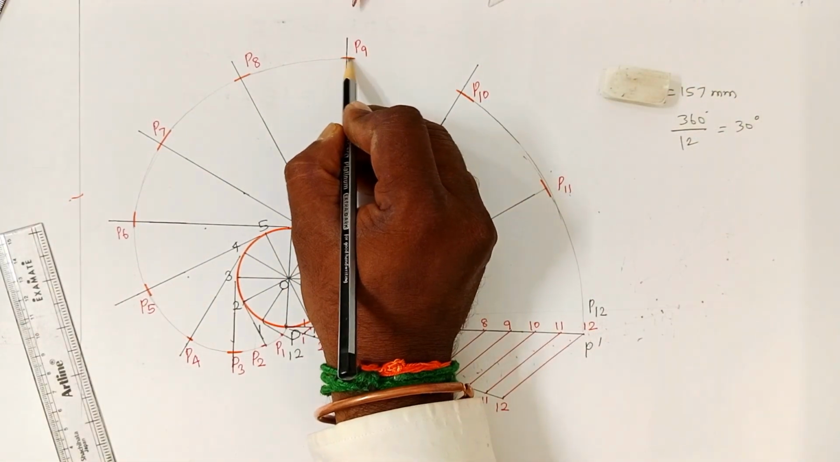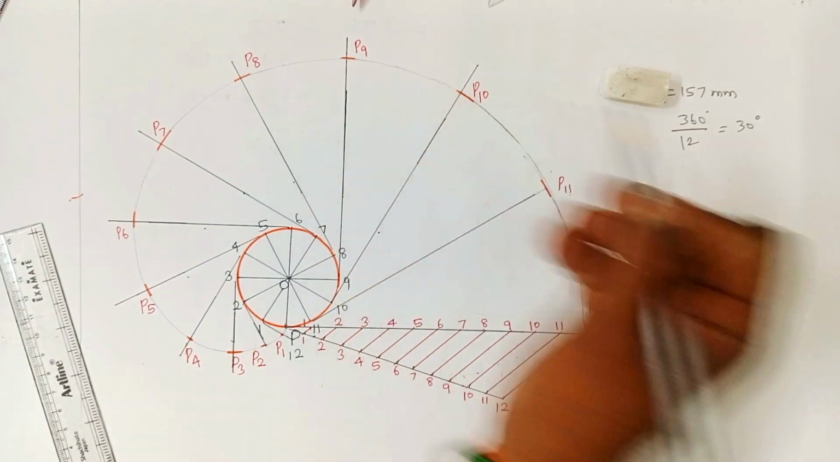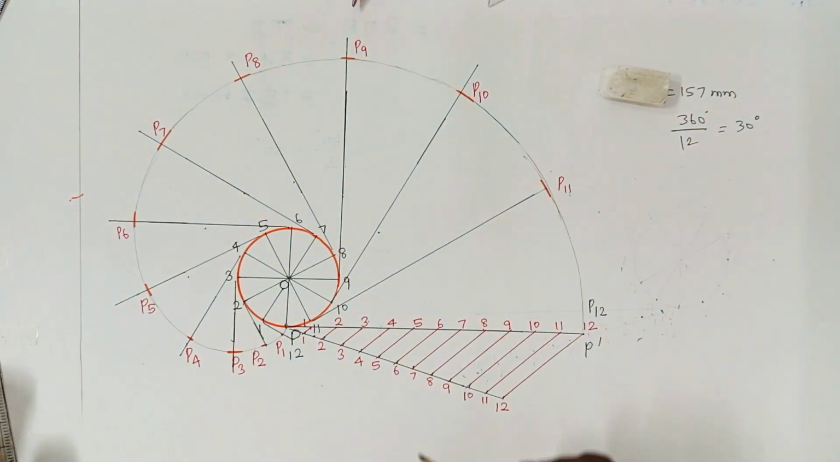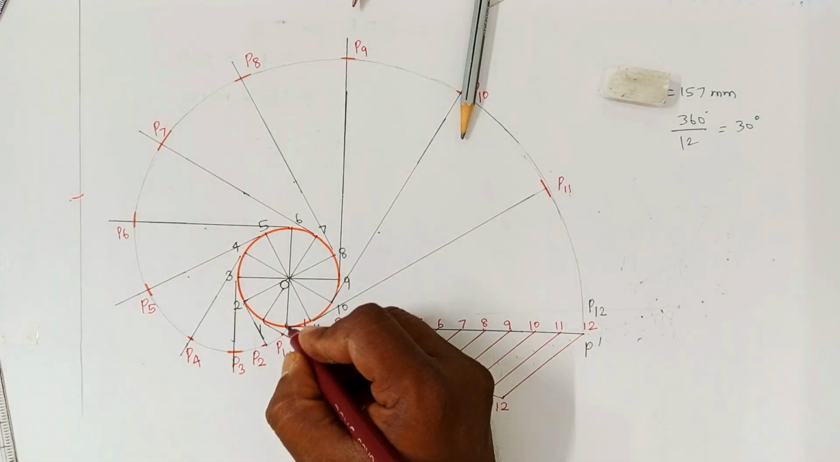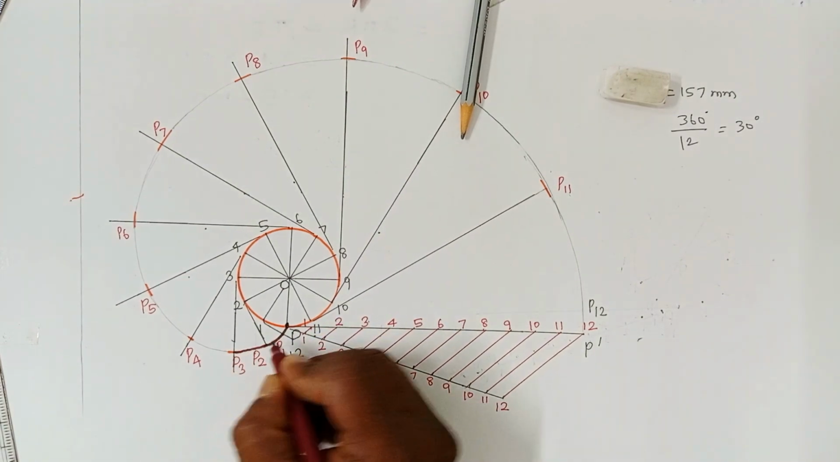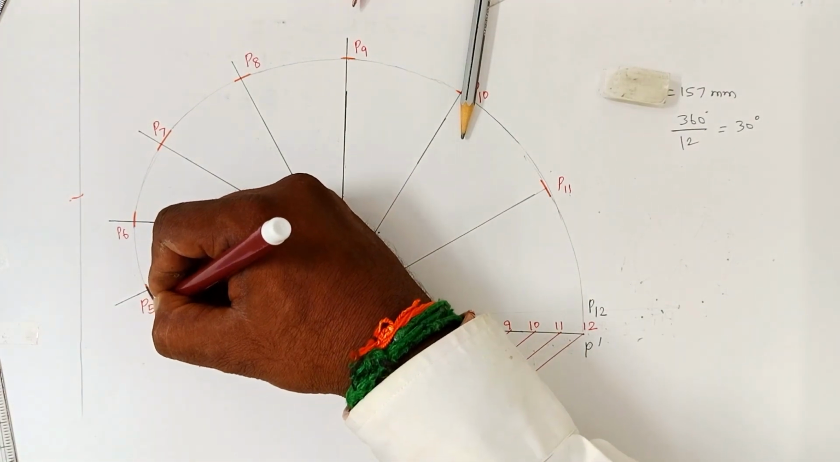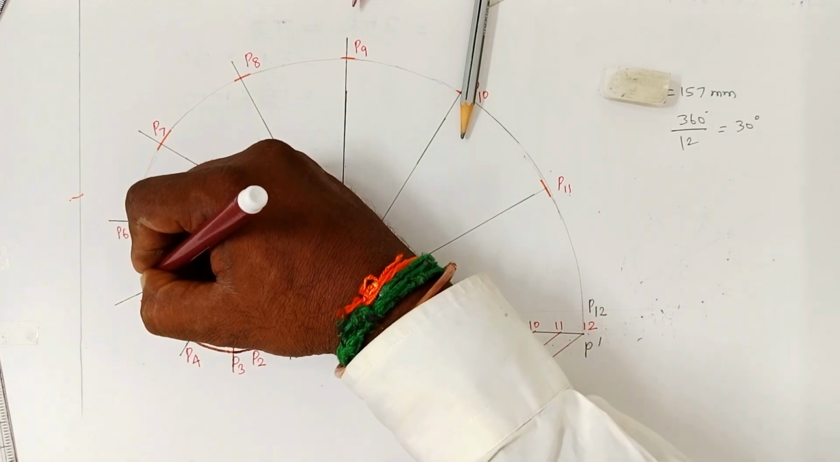Okay. Draw a smooth curve passing through these obtained points. So now you can join it by using an H or HB pencil. Let me use a different color for visibility. Join P with P1, P2, P3, P4, P5.